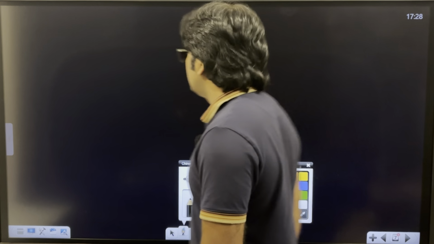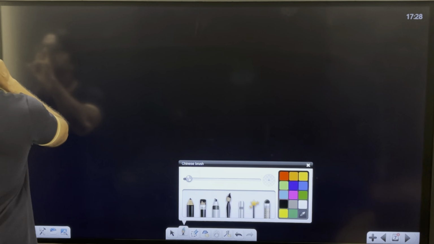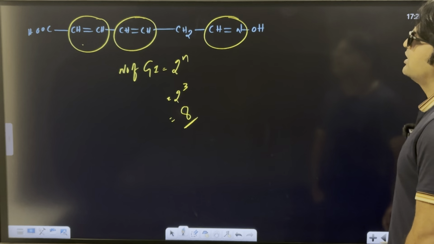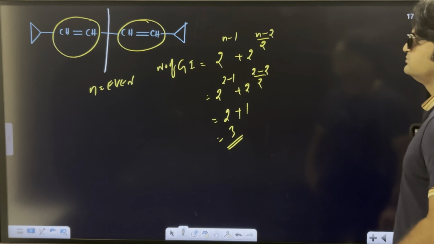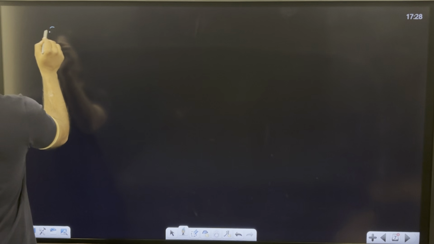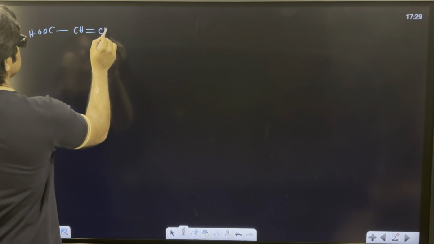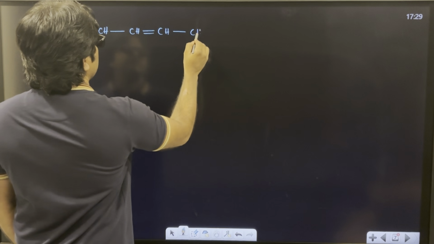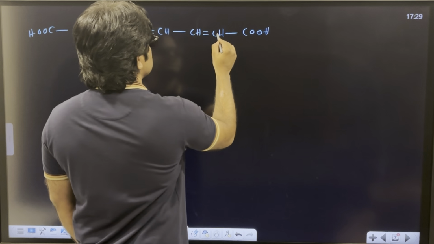I am going to take one more example like this. In the previous example, what we did, carboxylic acid, CH2. Yeah, no problem. This is an unsymmetrical molecule. Next one, I am taking like this. Yes, COOH. Next one, CH double bond CH, CH double bond CH, CH double bond CH, and COOH. This is the given molecule.